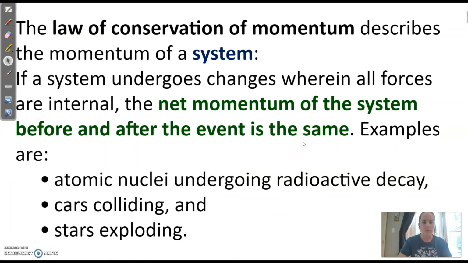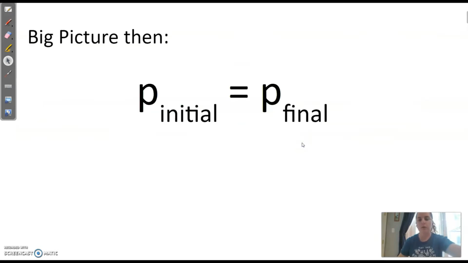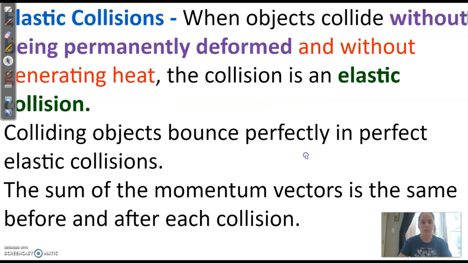So the net momentum before is going to be the same as after, and we can represent that with P initial is equal to P final. The net momentum before is equal to the net momentum after. This gets us into the idea of collisions. We discussed 2 different types of collisions, the elastic collision and the inelastic collision.